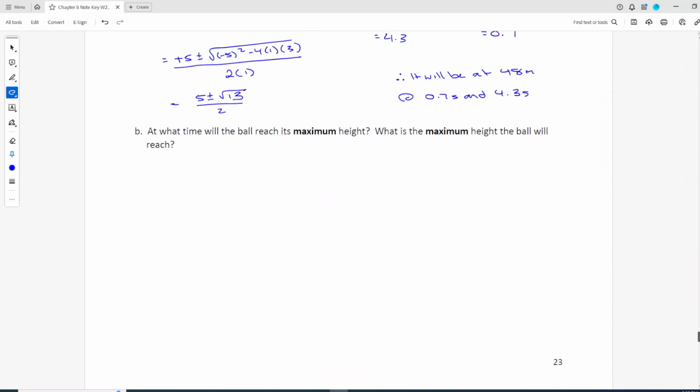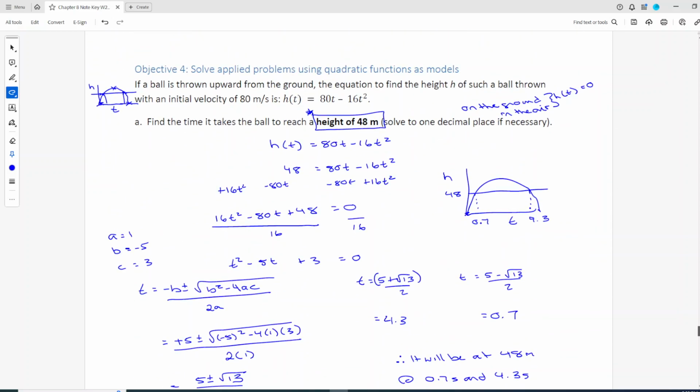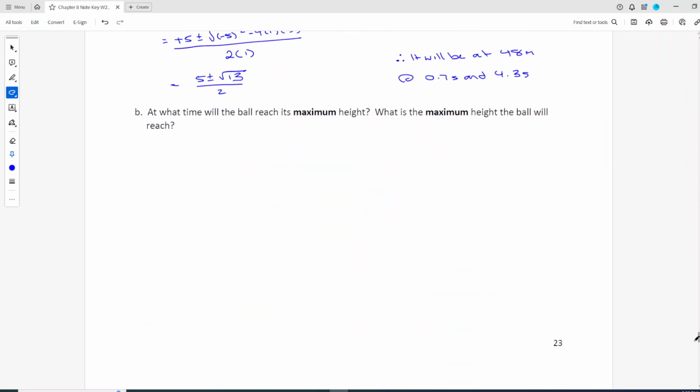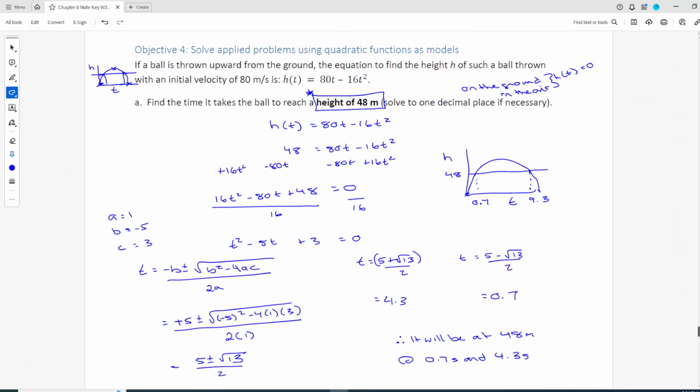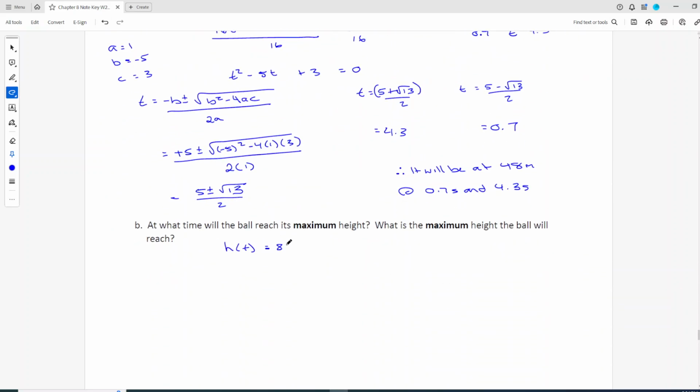The second question here is not the same sort of idea, but I put it in just so you don't forget because we haven't done it in a while. At what time will the ball reach its maximum height, and what is the maximum height the ball will reach? Again, this is not 8.4, but it had been so long that I don't want you to forget that there are two different things we did. So again, my equation is h of t equals 80t minus 16t squared.